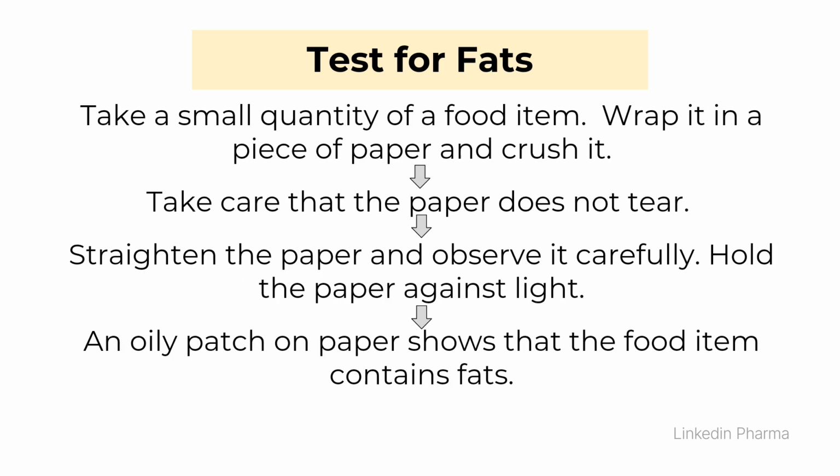Test for fats. Take a small quantity of a food item. Wrap it in a piece of paper and crush it. Take care that the paper does not tear. Straighten the paper and observe it carefully. Hold the paper against light. An oily patch on paper shows that the food item contains fats.